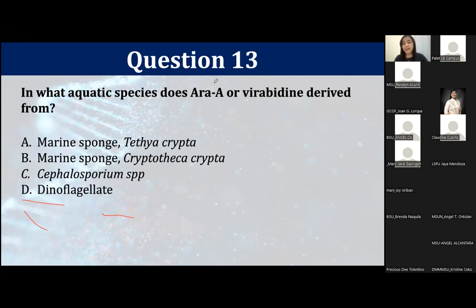Letter D, B, A, hati kayo lahat. RE, very important ito kasi tawag dito, this is also a compound that is used to treat diseases. So may mga sumagot ng letter A. Most of you answered letter A. So the correct answer is marine sponge, Tithia crypta.